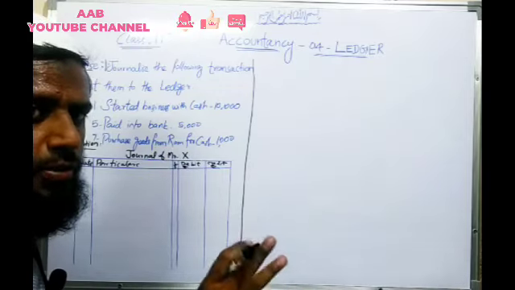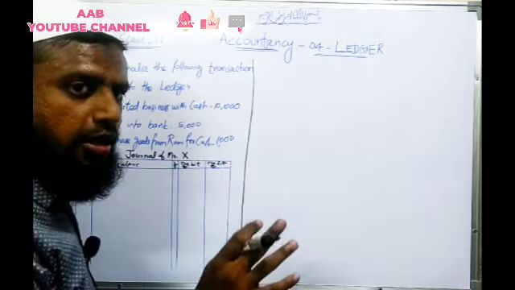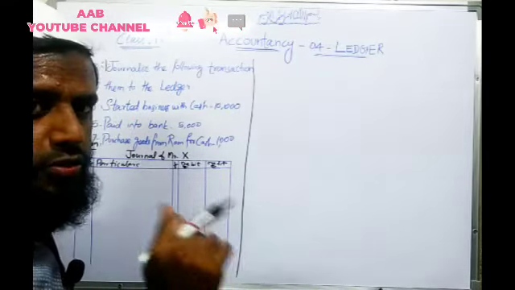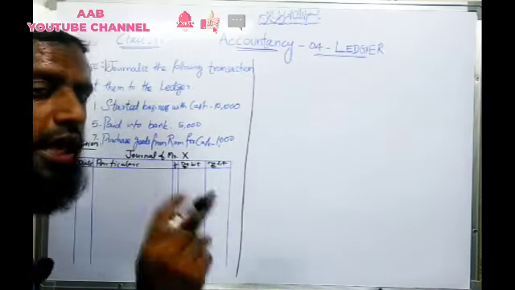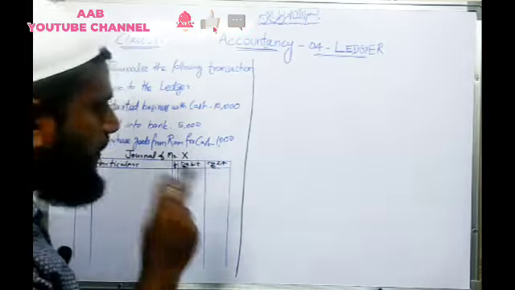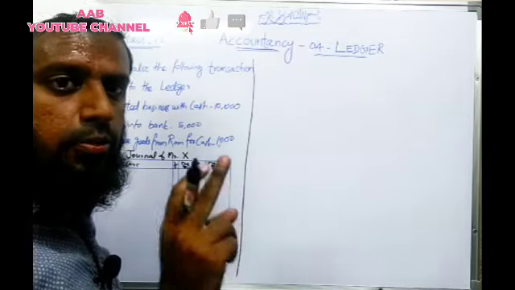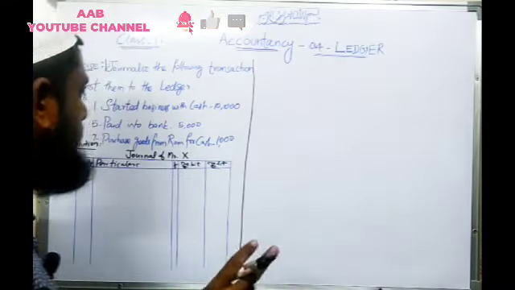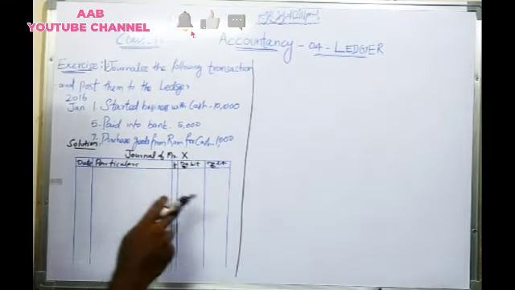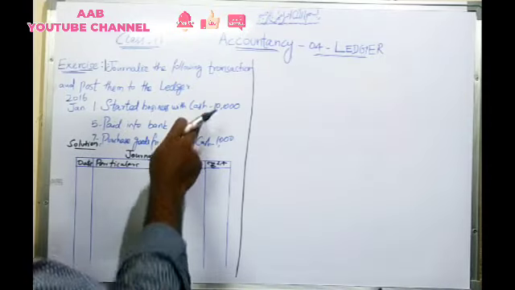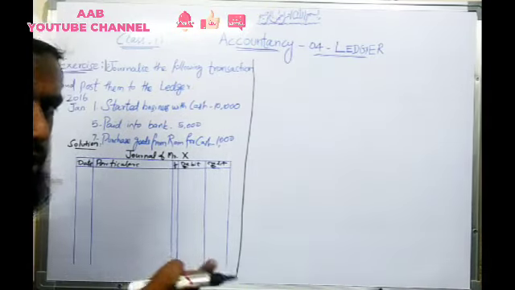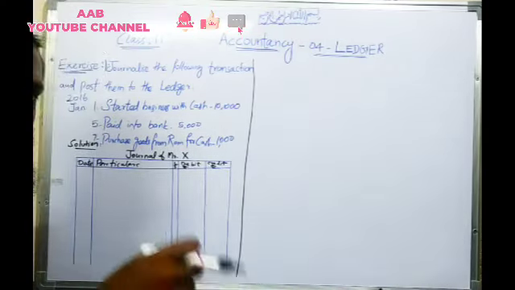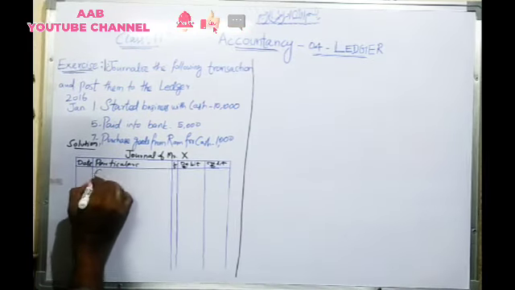The format is debit. What is debit and credit here? Debit what comes in, credit what goes out. We have to record only the cash concept: cash comes in or cash goes out. Started business with cash 10,000 rupees. What comes in? Cash comes in because the business started. Cash will be invested in the business. So cash account.